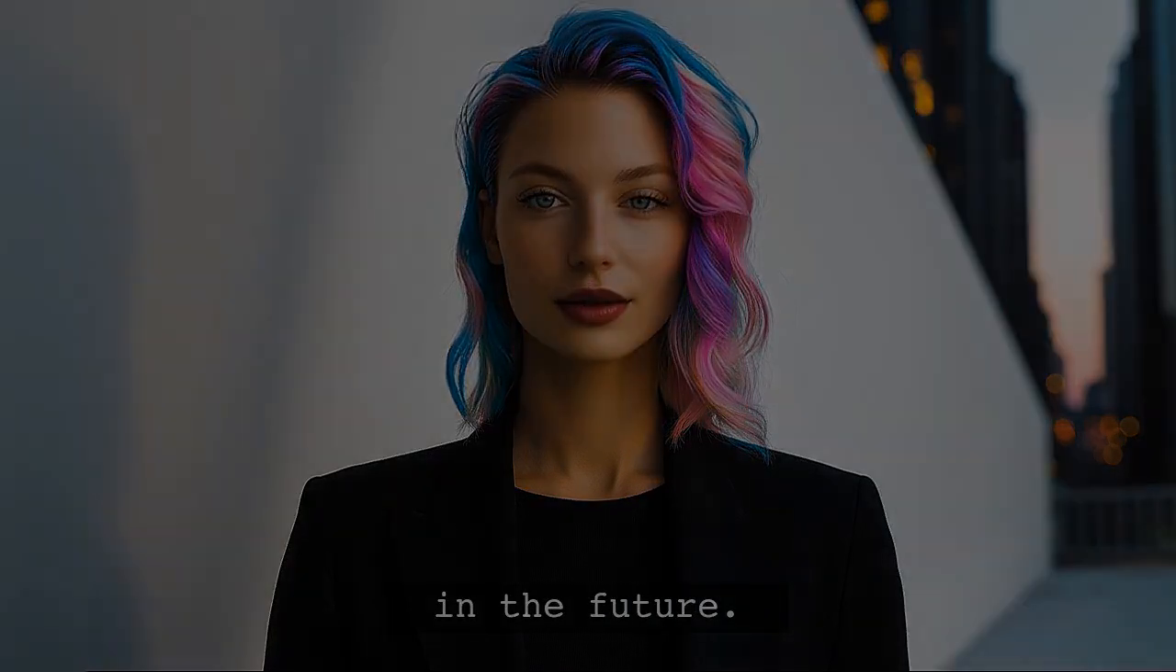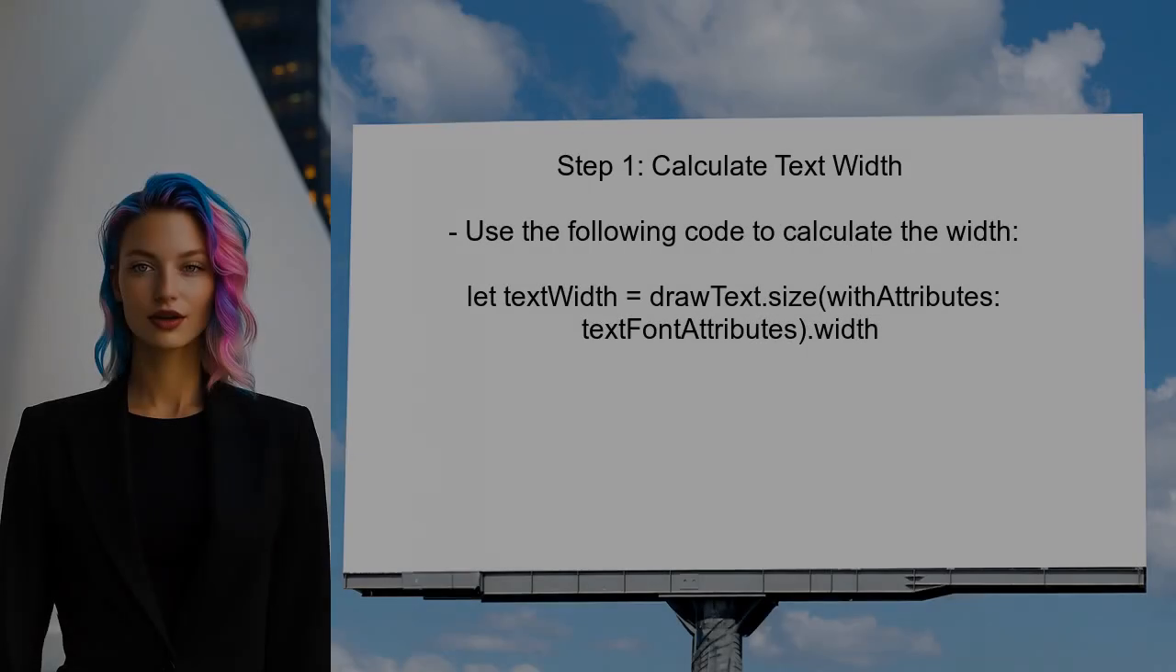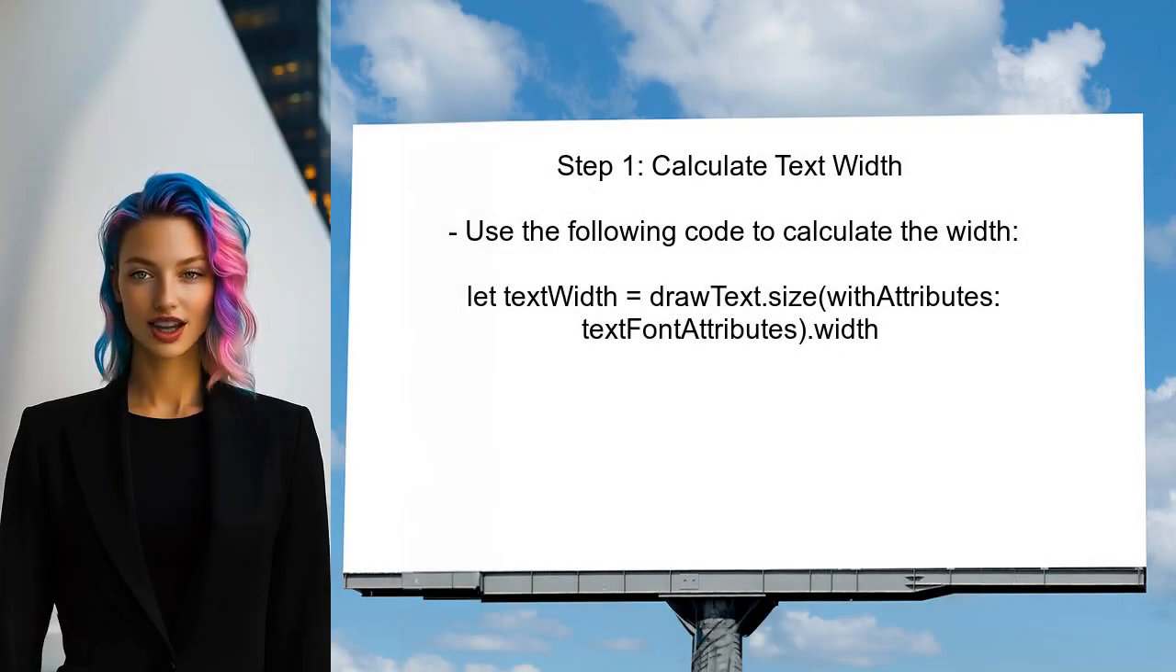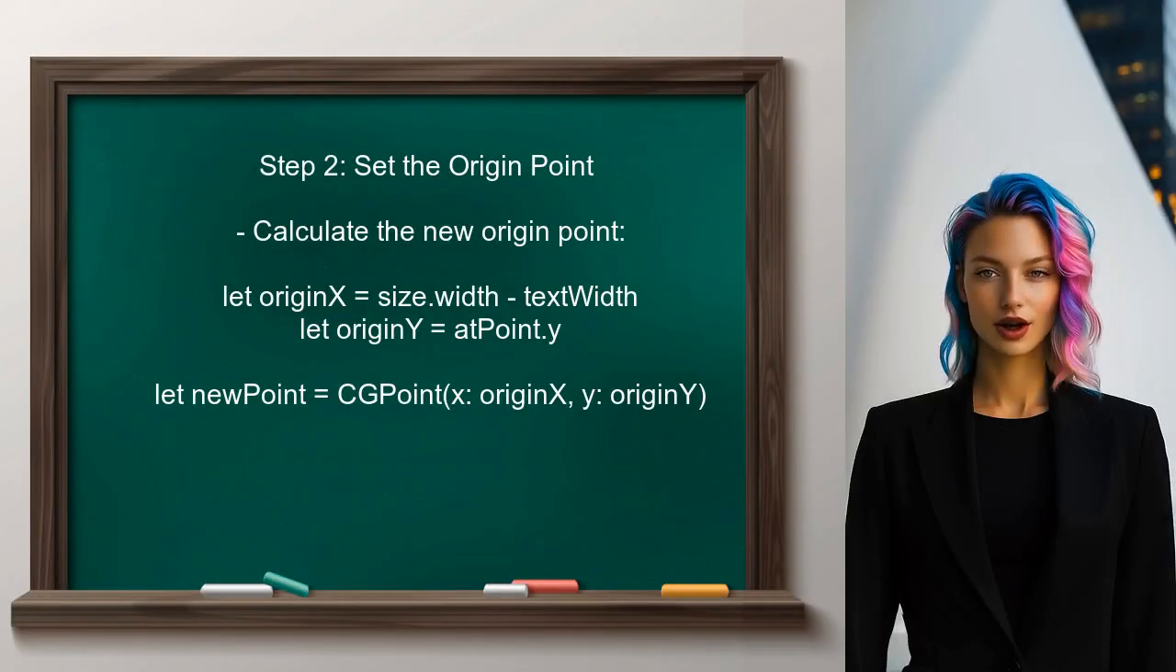issue in the future. To adjust the text positioning, the user should first calculate the width of the text they want to draw. This will help in determining the starting point for drawing the text from the right side of the image. Next, the user needs to set the origin point for the text. This point should be adjusted to ensure that the text starts drawing from the right edge of the image.